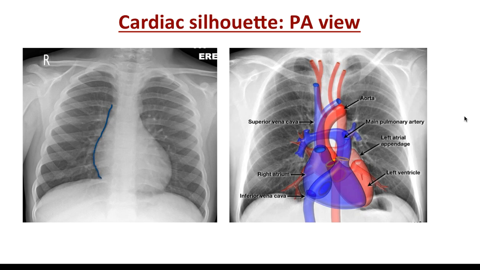Similarly, on the left side, the upper part is formed by the descending aorta and the aortic knob. Some part is formed by the main pulmonary trunk. Very little is contributed by the left atrial appendage, and mainly it is formed by the left ventricle, right? So this you have to remember.